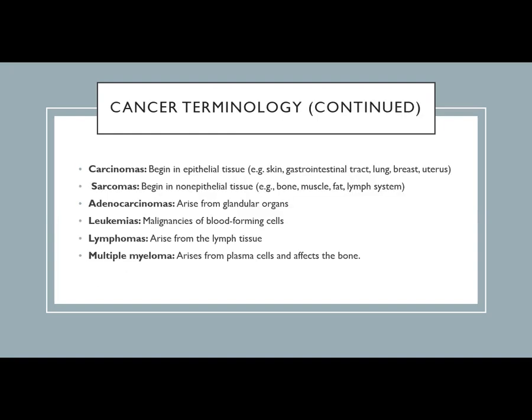I'm not going to go through all of these, but this is just different types of carcinomas, so that you know where they're developing from. For example, lymphomas arise from lymph tissues. So usually we name our cancers from where they derive from.